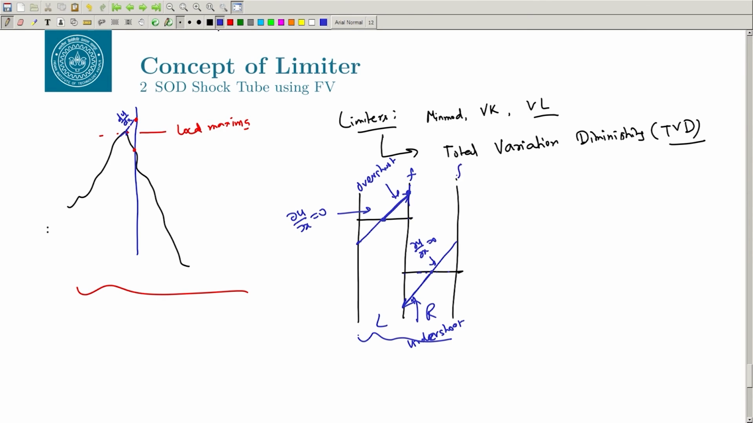For f plus 1 here, you may have a different case, let us say your f plus 1 value is like this. In that particular case, this gradient is acceptable. So, we have to ensure that our scheme is total variation diminishing. I will show an example of what happens if you do not use a limiter. So, let us start looking at the code.